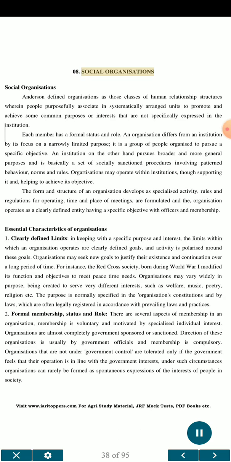Social organizations. Anderson defined organizations as those classes of human relationship structures wherein people purposefully associate in systematically arranged units to promote and achieve some common purposes or interests that are not specifically expressed in the institution.